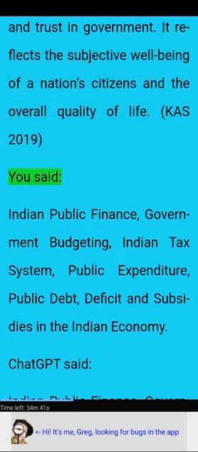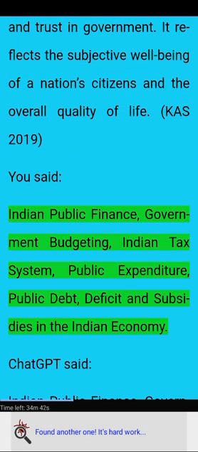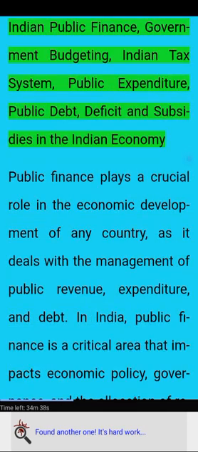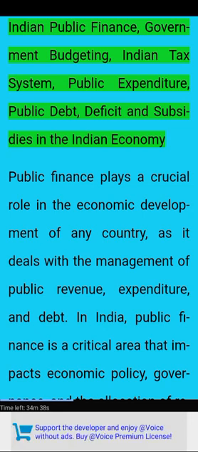CAS 2019. Indian public finance, government budgeting, Indian tax system, public expenditure, public debt, deficit and subsidies in the Indian economy.